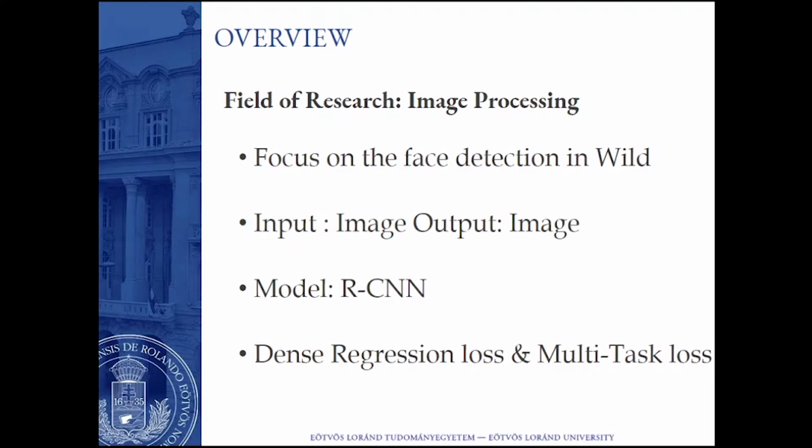The model used in this research paper was RCNN, region-based convolutional neural network, which is a deep learning approach that helps to select the particular region instead of working on the entire region. Also, we will talk about the dense regression loss and multitask loss in this presentation.